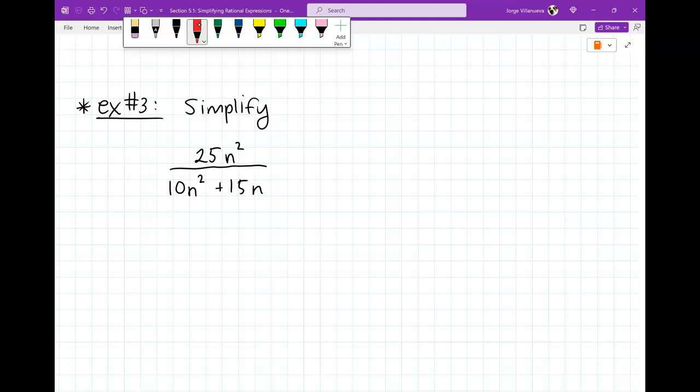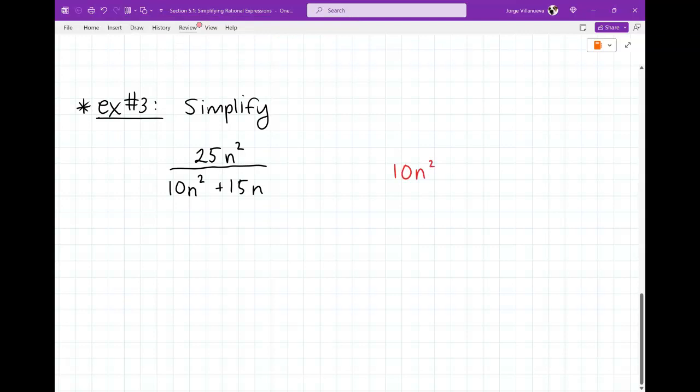I will look at the bottom. 10n squared plus 15n. It is a binomial. Do I have a GCF here? Yeah. What is my GCF? 5n, right? So that means 10n squared divided by 5n will be 2n plus, and 15n divided by 5n will be 3.